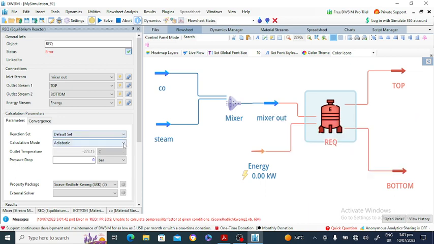Go to this reactor. This is adiabatic, so we will change it to isothermal, and now solve. The flowsheet is being calculated, please wait. So for the isothermal reaction we will see what the composition of the top product will be. So it is taking some time.